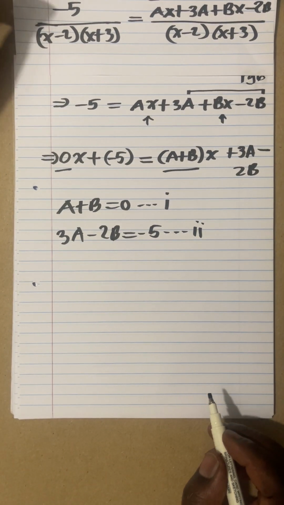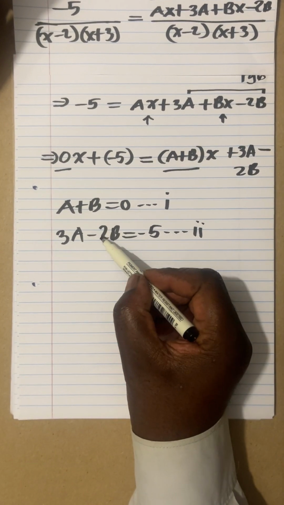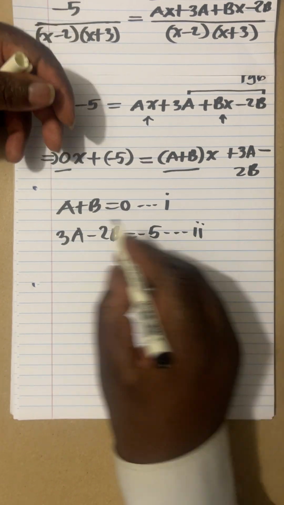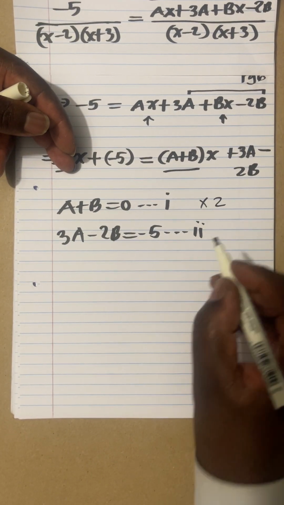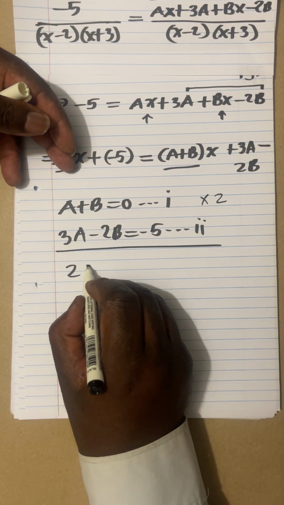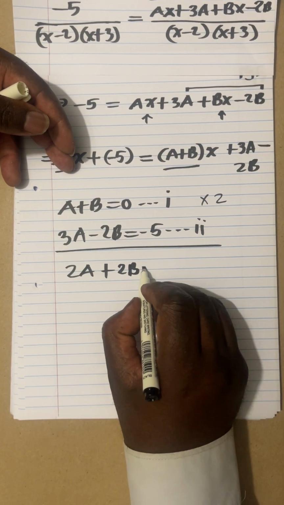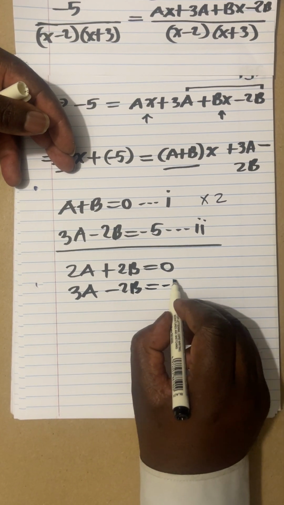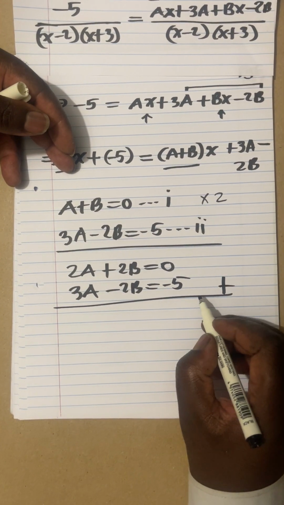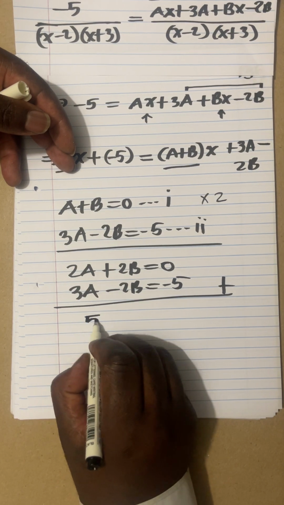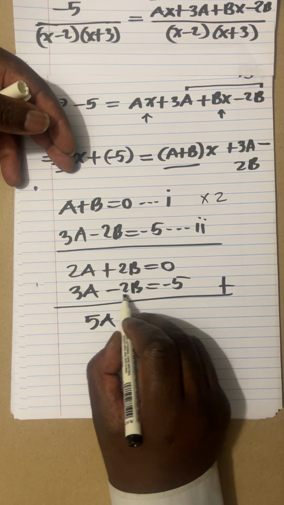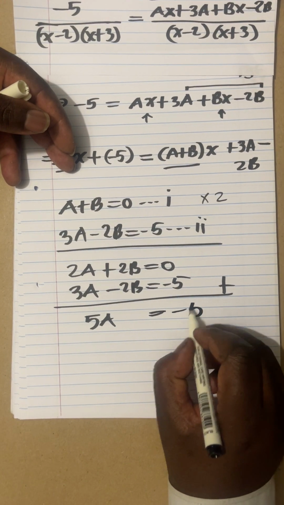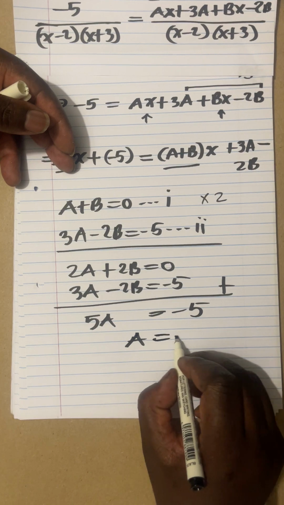Now, the way we solve these equations, you can see I have a plus, a minus here. I'm going to have to make sure the coefficient there is 2, so I can just add, and b is eliminated. So I'm going to have to multiply the top equation by 2. So I'm going to have 2a plus 2b is equal to 0. And then I'm going to have 3a minus 2b equals minus 5. So I simply add these equations up. 2a plus 3a is 5a. Positive 2b minus 2b is 0, and 0 plus minus 5 is minus 5. Divide by 5 both sides, a equals minus 1.